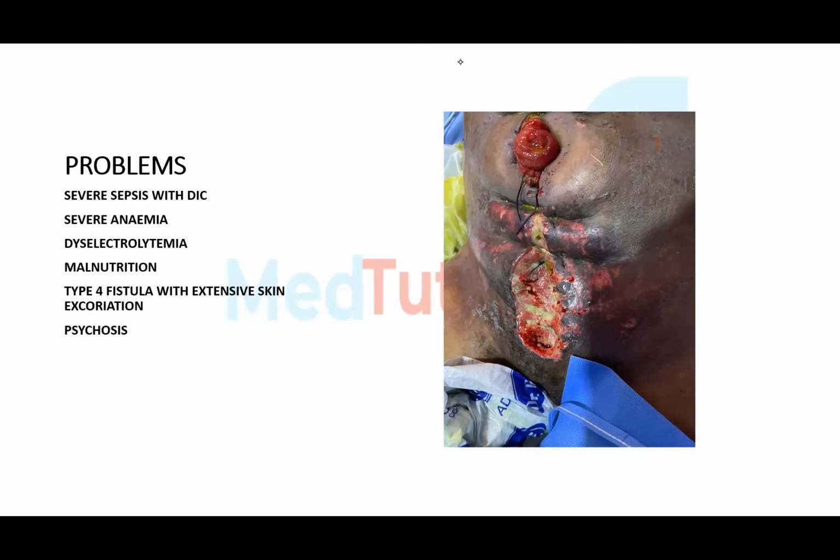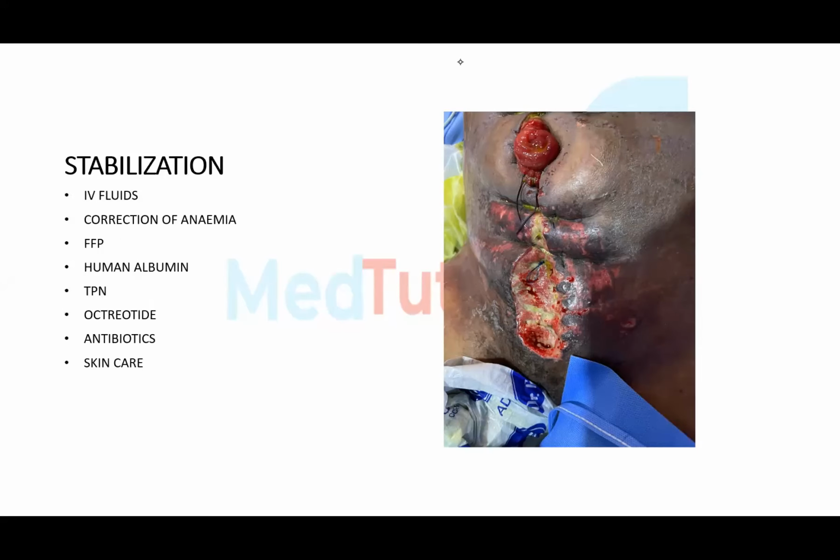At presentation, she had severe sepsis with DIC. She was bleeding spontaneously. I could tell you I saw 2 liters of clotted blood in her abdomen during laparotomy. She had multiple subcutaneous bleeds, severe anemia, dyselectrolytemia, malnutrition, and a type 4 fistula with extensive skin excoriation. She had serious psychosis, so we had to involve the psychiatrist in her management.